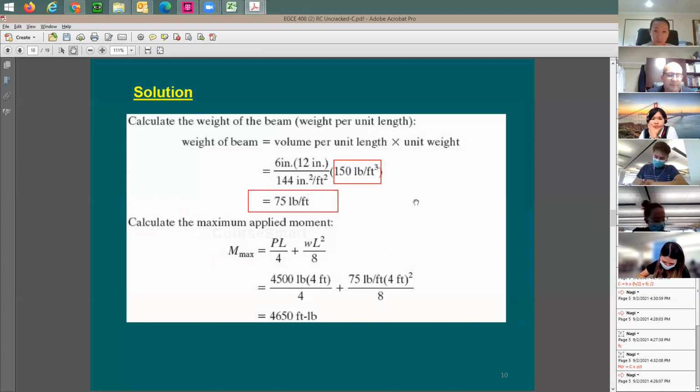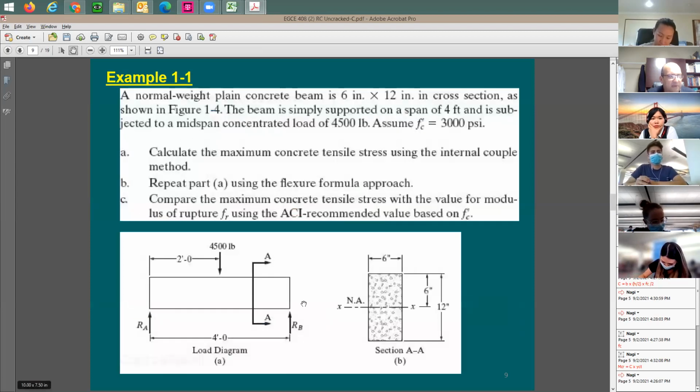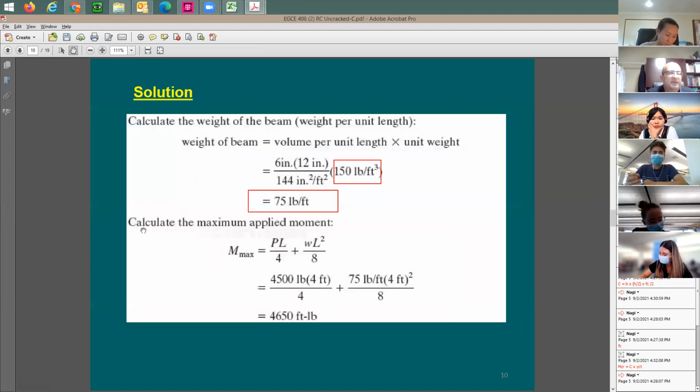Now let's look here at the maximum moment that happens right in the middle. How can you find it? Well, I have two loads acting on the beam. I have the uniform load for the self weight, and I have a point load. I have combined loading here. So I'm going to say, just for the point load, here's the maximum moment.